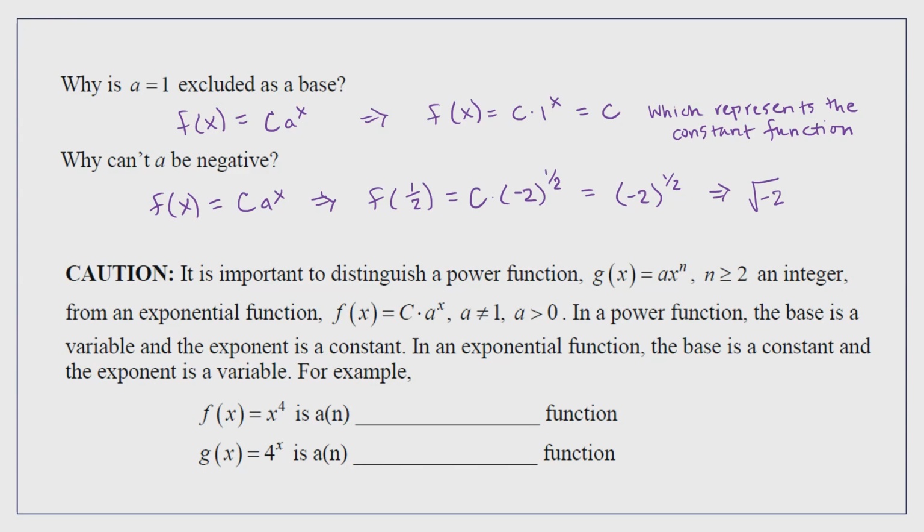from an exponential function, f of x equals c times a to the power x, where a is greater than 0. In a power function, the base is a variable and the exponent is a constant. In an exponential function, the base is a constant and the exponent is a variable. For example, f of x equals x to the 4th is a power function, and g of x equals 4 to the power x is an exponential function.